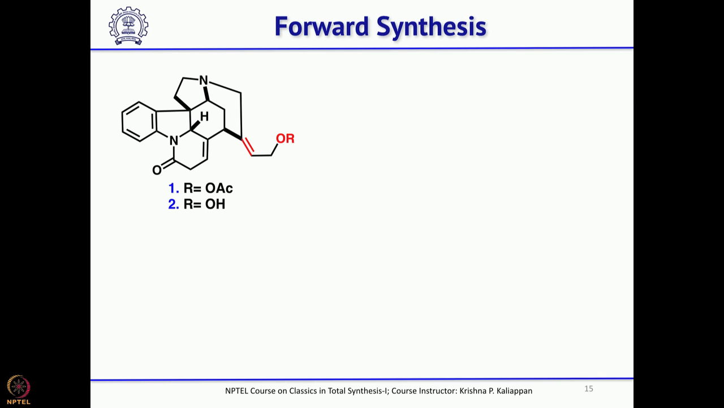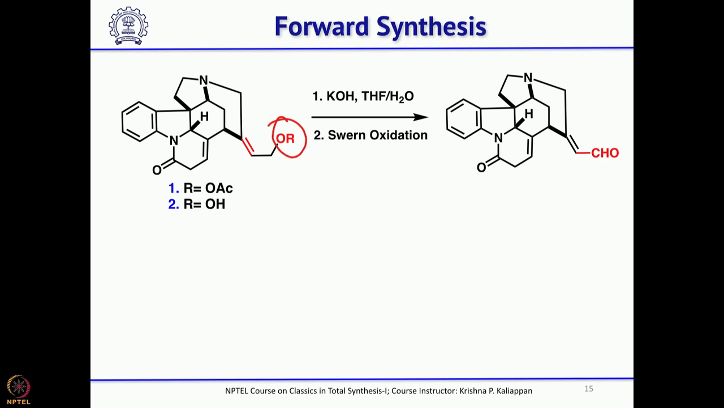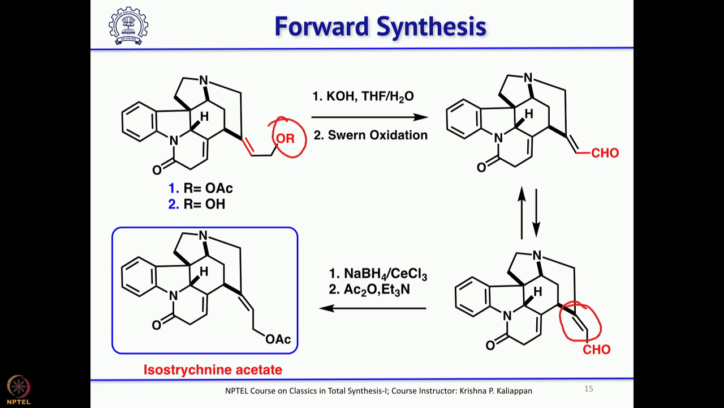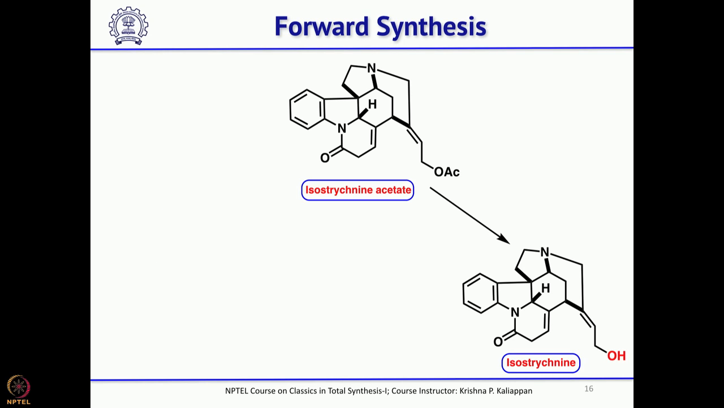Once you have that, if you treat with potassium hydroxide THF, the acetate is hydrolyzed, then you oxidize, you get the corresponding aldehyde. That aldehyde can be isomerized to get this particular isomer. Then sodium borohydride cerium chloride reduces the aldehyde to the corresponding alcohol that was acetylated, and that is called isostrychnine acetate. And that alcohol itself, if you treat with base, will convert the isostrychnine into strychnine. So these are the two strategies he used to make isostrychnine and strychnine.